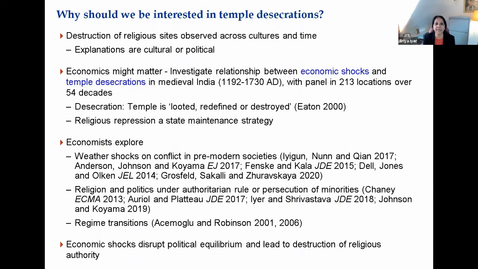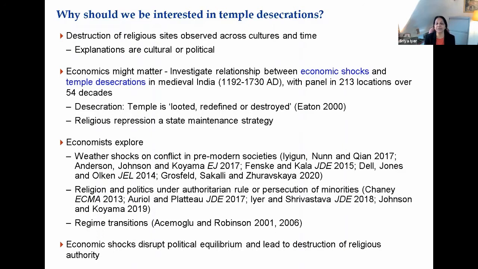Many of the explanations that have been provided for these tend to be cultural or political. What our project is trying to do is to suggest that economics might actually matter to this debate about temple desecrations. So we are investigating the relationship between economic shocks and temple desecrations in medieval India. We're looking at a period between 1192 and 1730 with a panel in 213 locations over 54 decades.